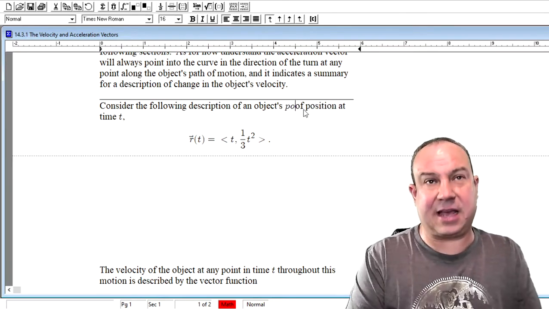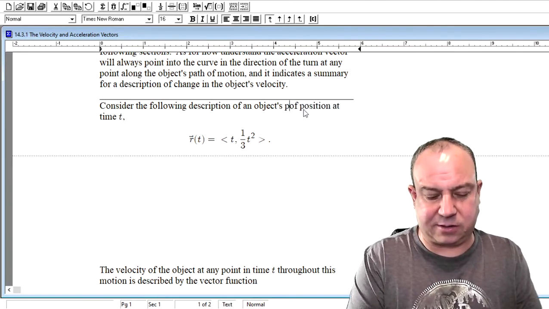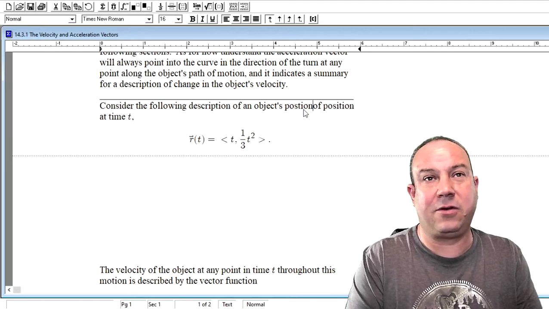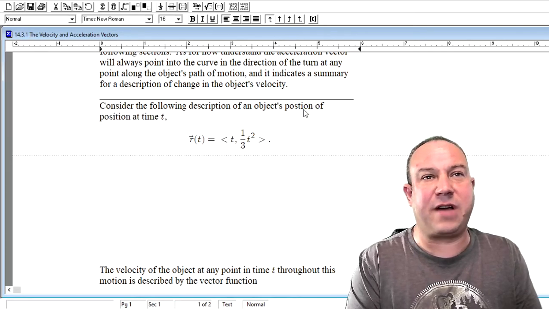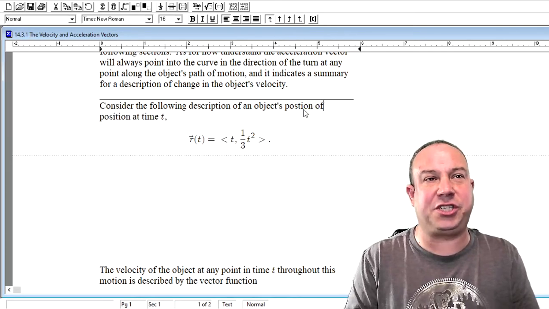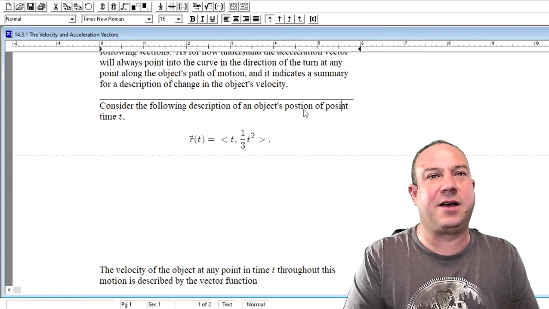Consider this following description of an object's position. What did I say there? I got this backwards. Let's correct that. I know that didn't sound right. Consider the following description of an object's position. Boy, I got this all messed up.